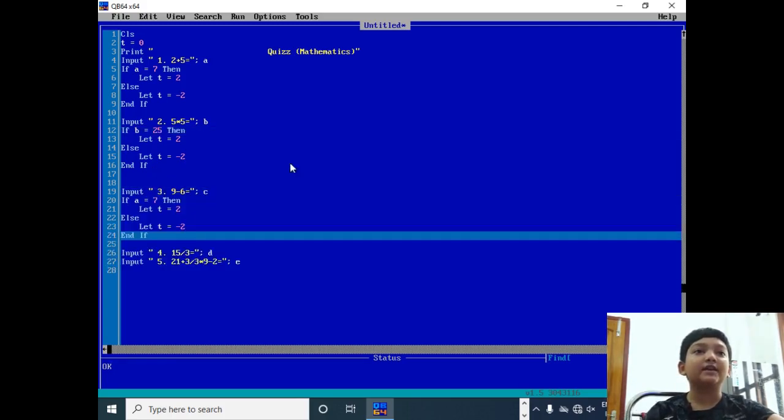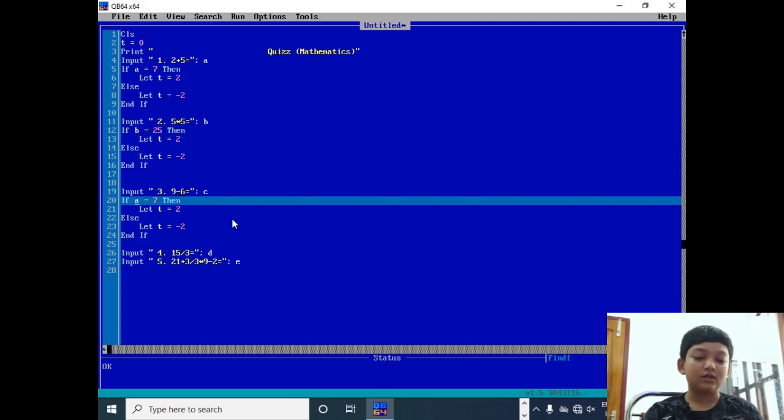Then copy it again. A will be changed to C, and this 7 will be changed to what? 9 minus 6, 3. Now let T is equals to 2. That means a point will be added, which will be 2. Else let T equals to minus 2.